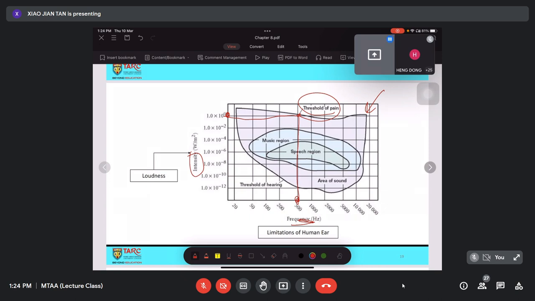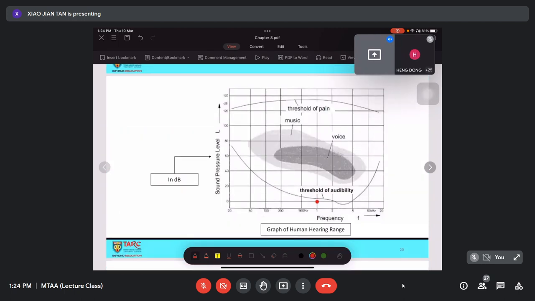Any sound wave below this region would be inaudible, which means even though the sound is present, you still cannot hear it. For example, the frequency sent by insects, that sort of frequency is there, but it's a very high pitch or very low pitch, either way. So we are unable to hear that area, which would be in this area.